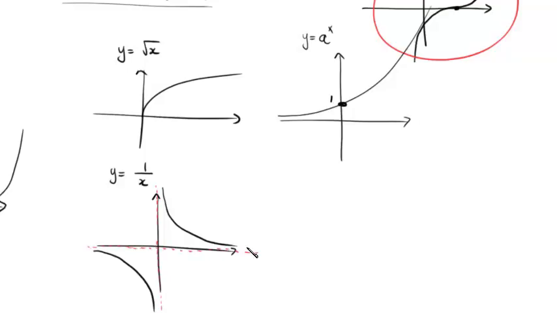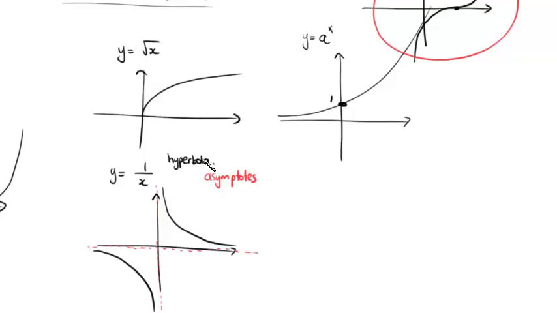So these 2 lines are called asymptotes. I'm going to write here, asymptotes. Asymptotes are lines that the curve never touches. So that's the basic shape of the hyperbola. This is known as a hyperbola.